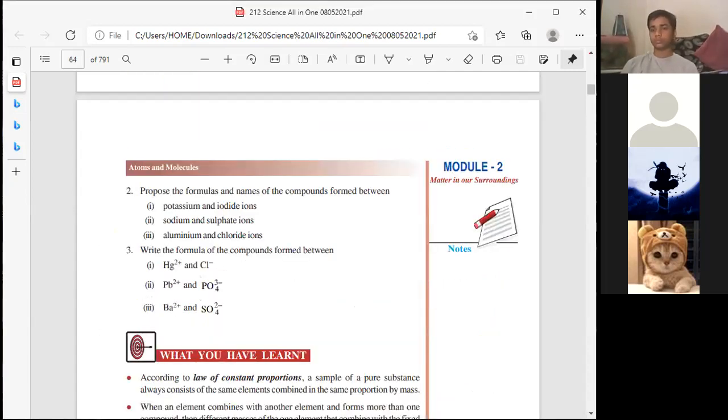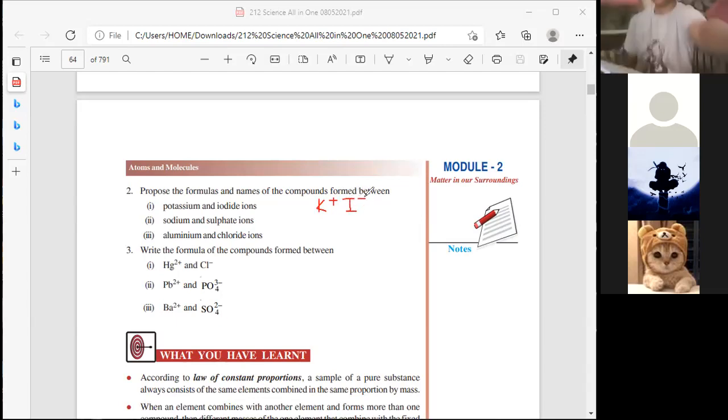If you want, I will write it for you so that you understand. And the revision is happening one more time. Potassium is K positive, and iodide is I negative. So it gets neutralized, and the ionic compound that we get is KI. Got it, beta?